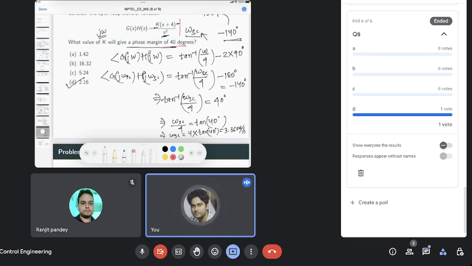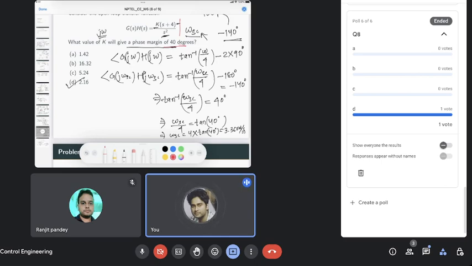So you first compute where you are crossing 0 dB, or 1 magnitude of gain. This is called the gain crossover frequency. At the gain crossover frequency, you find the phase angle and see how much error you can still have. I mean, how much angle you can still subtract till you reach -180 degrees. This will give you your phase margin.